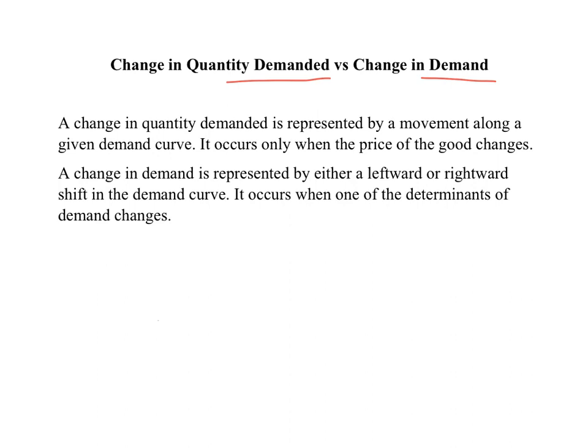A change in quantity demanded is represented by, and this is the key word, a movement along a given demand curve. And it occurs only when the price of the good changes. So when the price of a good goes up or down, rises or falls, we see a change in quantity demanded. A change in demand, on the other hand, is represented by a leftward or a rightward shift in the demand curve. And that occurs when one of the determinants of demand changes. And we will discuss 5 or so various determinants of demand. So let's visualize these differences.